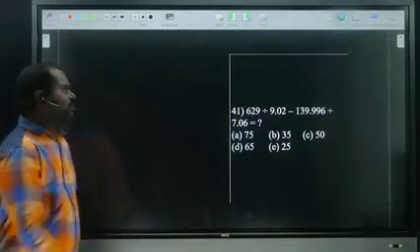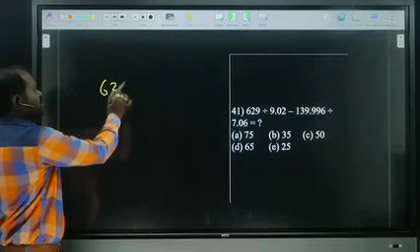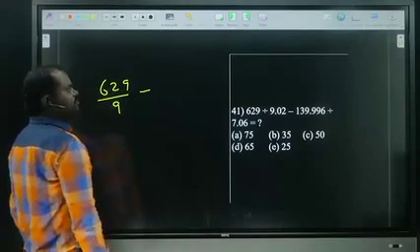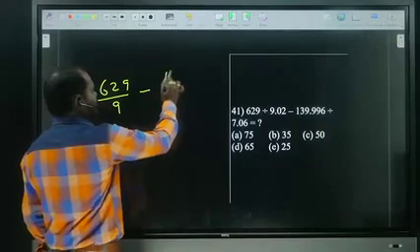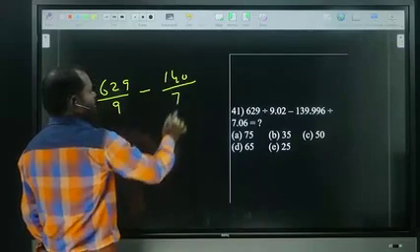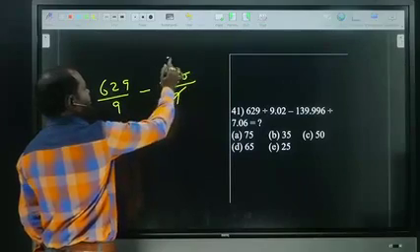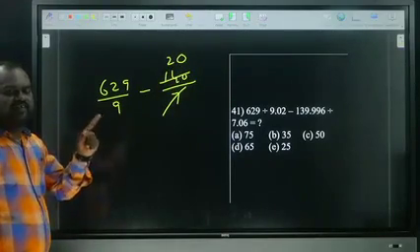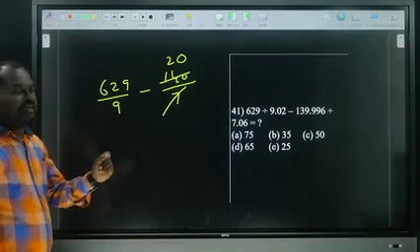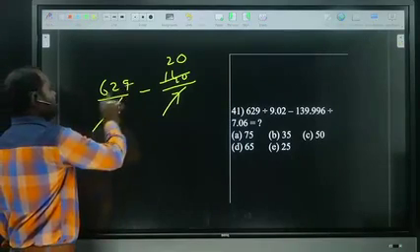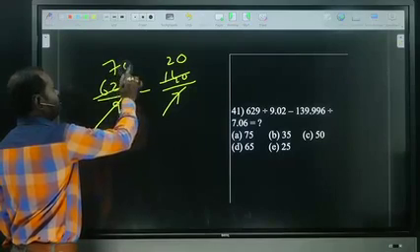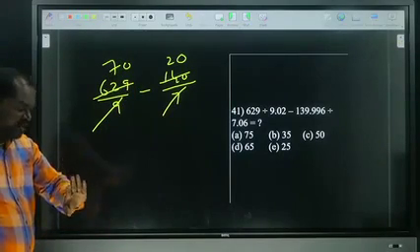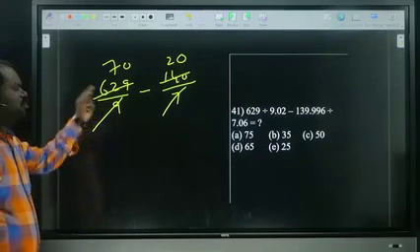629 by 9 minus 139.996. We can take it as 140 by 7. 7, how many times? 20 times. In the 9 table, 9 sevens are 63, so it is nearly 70, because 9 sevens are 63, so 630. 9 into 70 is 630, which is close to 629.